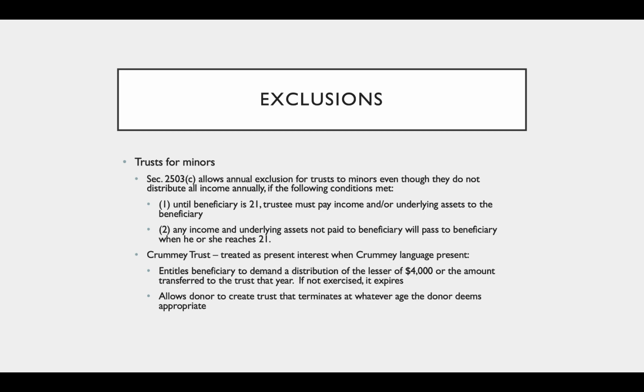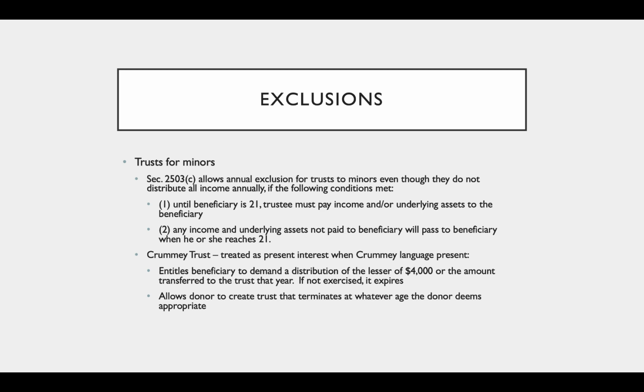So this is somewhat helpful, but I probably do not want my 21-year-old to have access to $10 million. Say I'm a very wealthy person and I want my child to have access to a $10 million trust, but I certainly don't want them to have all of that at 21. Well, then the Crummey trust is the next option.